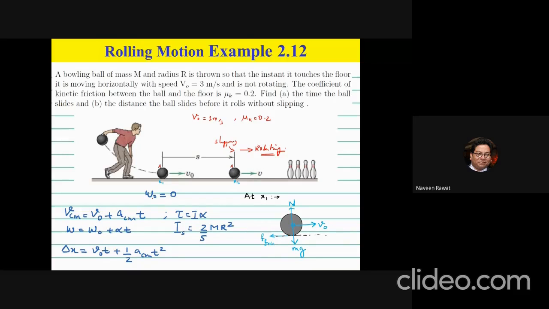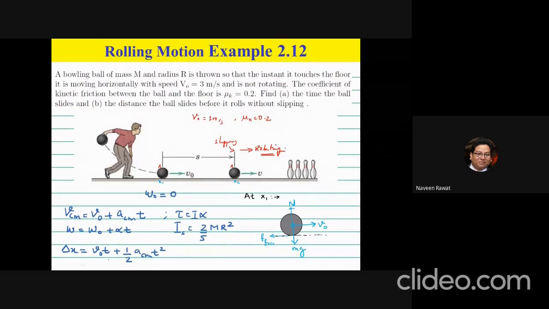We already know that we have to consider the motion of this object with respect to the center of mass. What is the problem asking? The problem is asking us to tell the distance that the ball slides before it rolls without slipping. So we want to find this value of s. To calculate the distance, we need v0 t plus 1 half a t squared. This is the expression that we need.